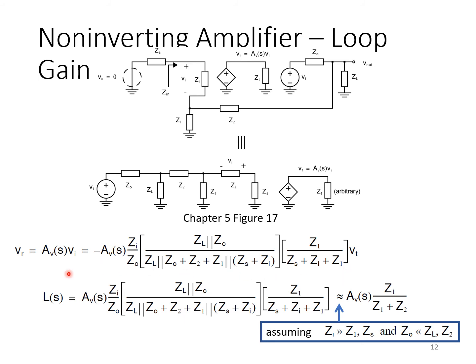Now, although the complete expression for L is quite complicated, it simplifies considerably under the common case where the input impedance of the op-amp itself is a lot greater than the other impedances connected at the input, Z1 and Zs. And if the output impedance Zo is quite a bit smaller than the other impedances connected at the op-amp output, then we get this simple expression, which is pretty intuitive. It's just the op-amp's frequency response AV times basically the beta, the impedance divider formed in the feedback network.